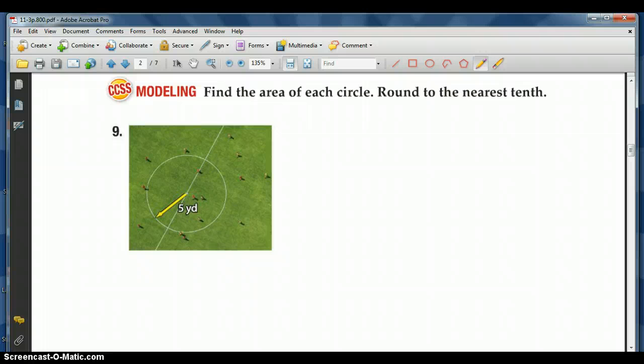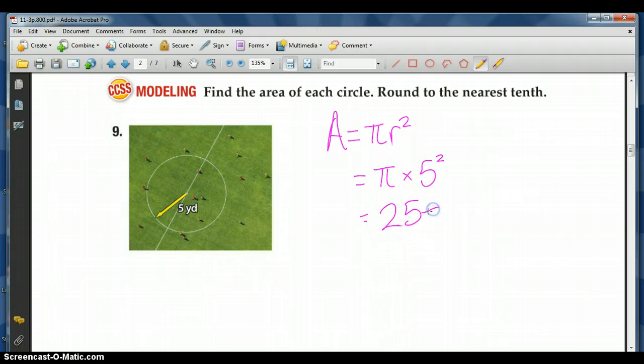Number 9, find the area of each circle, round to the nearest tenth. So our area is equal to pi r squared, where r is our radius, in this case pi times 5 squared. Or if you're asked in terms of pi, that would be 25 pi square yards. But we want this to the nearest tenth, so that is 78.5 square yards.